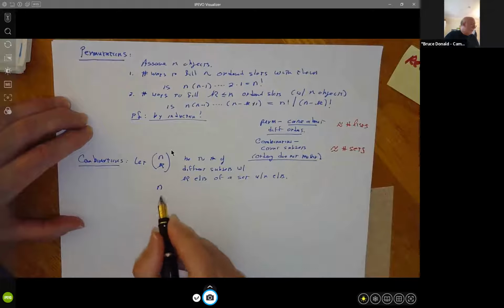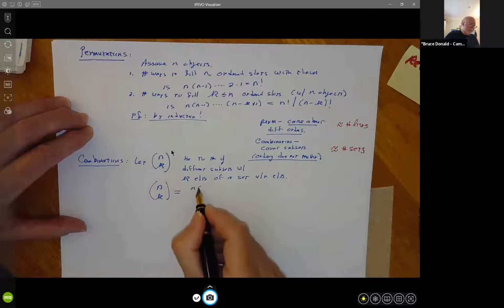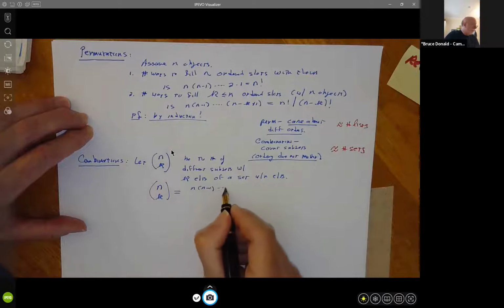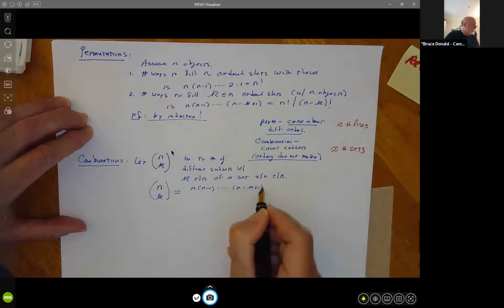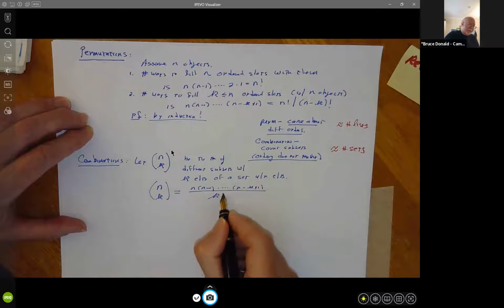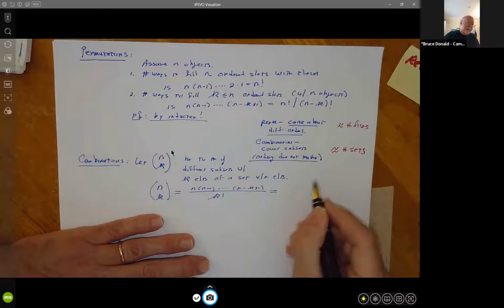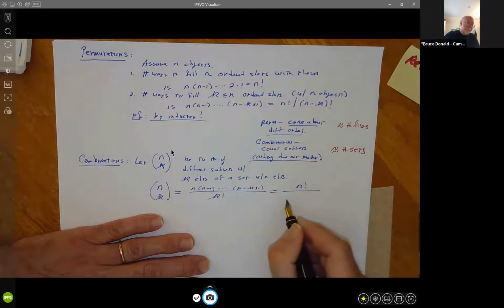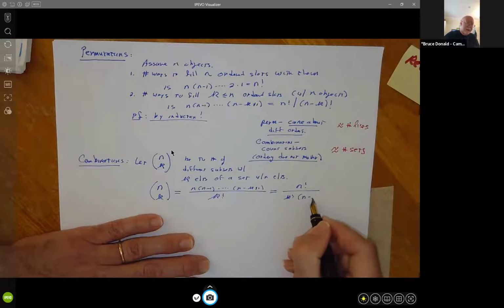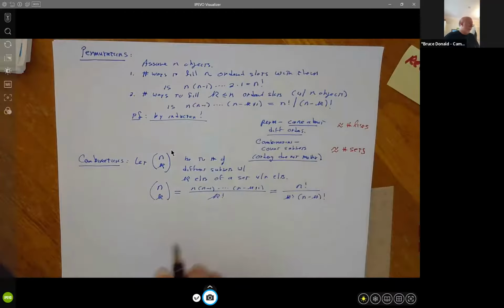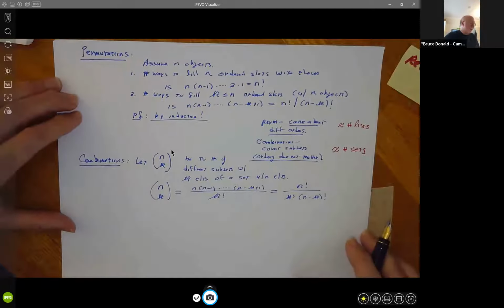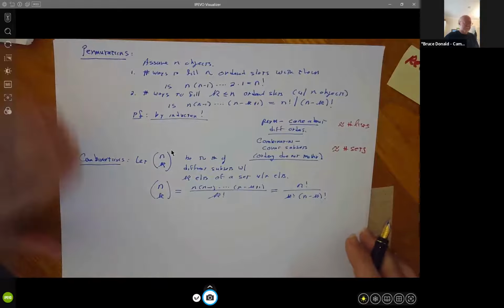I'll give you the formula and we'll do some intuition behind this. N choose k turns out to be equal to n times n minus 1, multiplied down to n minus k plus 1, over k factorial, which can be simplified or written as n factorial over k factorial times n minus k factorial. So let's get some intuition for why this equation might be true. Again, the proof is in the notes, but I'd like to give you some way of thinking about why this might be true and give you a sketch of the argument or proof.